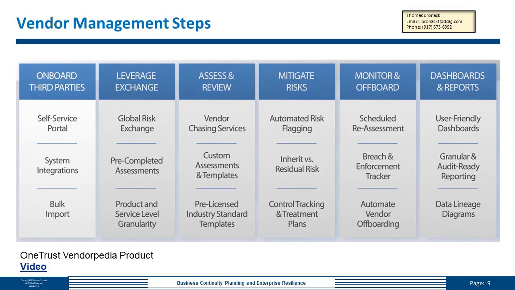3. Assessment and review of vendor chasing services, custom assessments and templates, and pre-licensed industry standard templates. 4. Mitigation of risks including automated risk flagging, inherent versus residual risk, and control tracking and treatment plans. 5. Monitor and offboarding services that include scheduled reassessments, breach and enforcement tracking, and automated vendor offboarding should violations occur. 6. Dashboards and reports should be provided through a user-friendly dashboard, with granular and audit reporting included within the dashboard, and data lineage diagrams should be readily available.